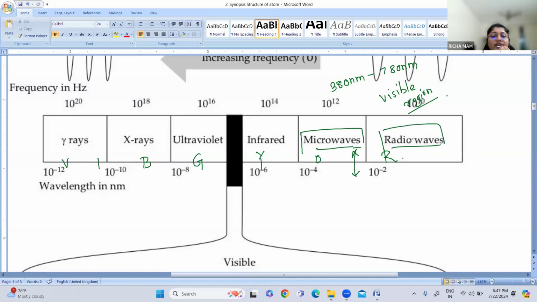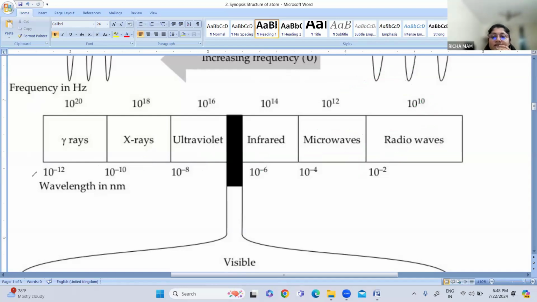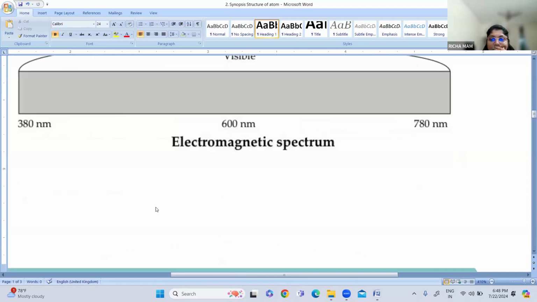So these are the different regions of the electromagnetic spectrum. This is in increasing wavelength, and from right to left it is decreasing frequency. So increasing wavelength and decreasing frequency. This is the electromagnetic spectrum. Okay, fine.